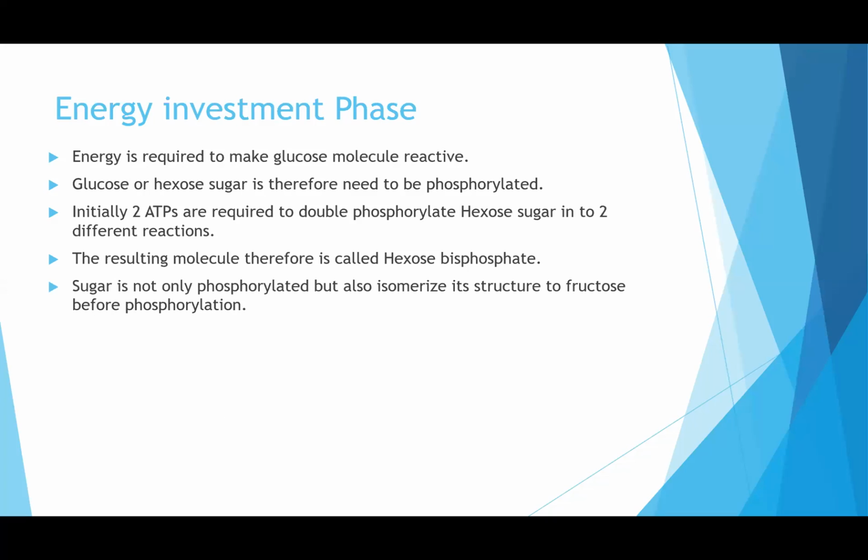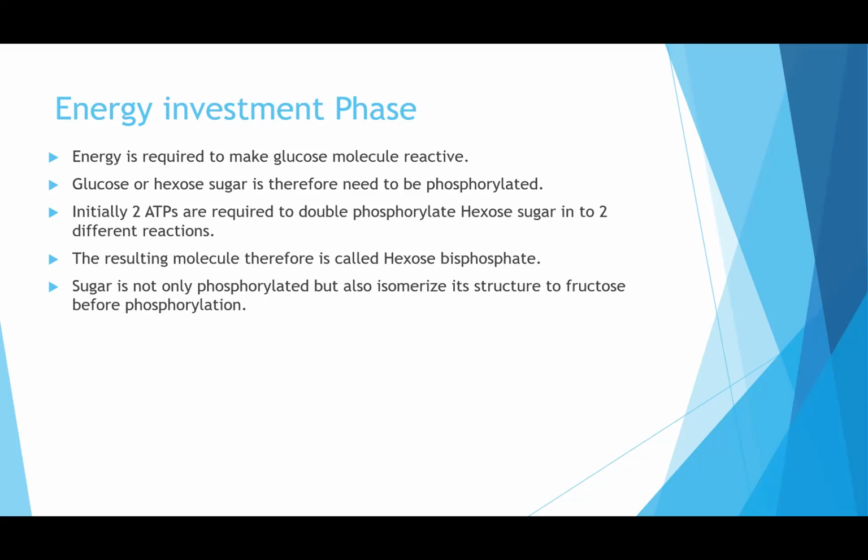Sugar is not only phosphorylated, but also isomerized. You know, in chemistry, you have been told that if compounds have different structural formulas, they are isomers. If there are 2 molecules, both have the same molecular formula, both have the same number of atoms, but their bond angles are different, their structural formula is different, they are called isomers.